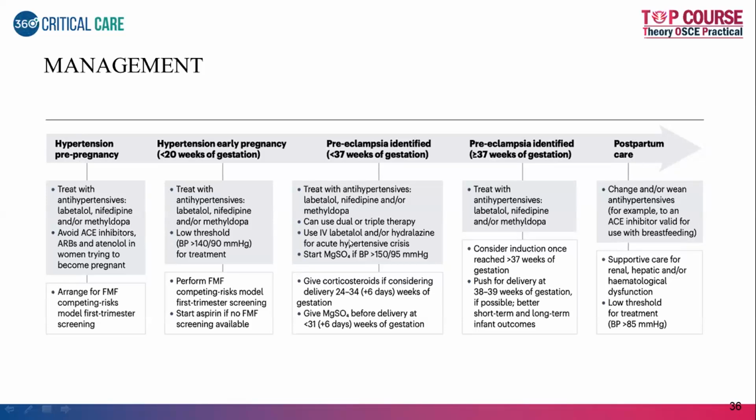whether the patient has severe or non-severe symptoms. If the patient has severe symptoms, give magnesium and then decide upon viability. If you're planning for emergency delivery because the patient has any other complication, do the delivery; or if you're planning it in a day or two, then give steroids for fetal lung maturation. For preeclampsia identified at more than 30 weeks of gestation, treat the hypertension and consider induction once she reaches more than 37 weeks of gestation.